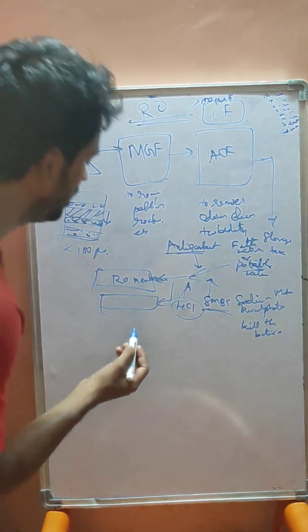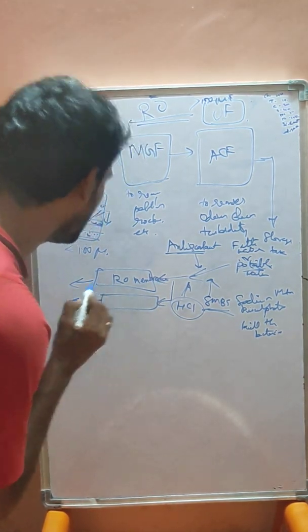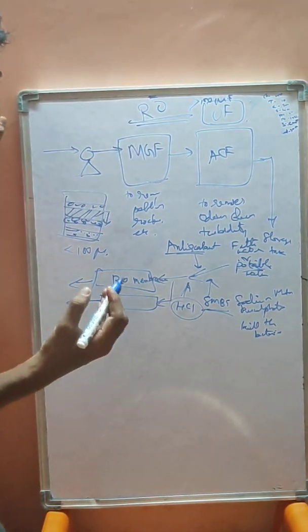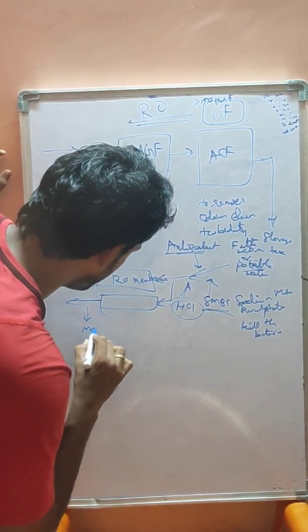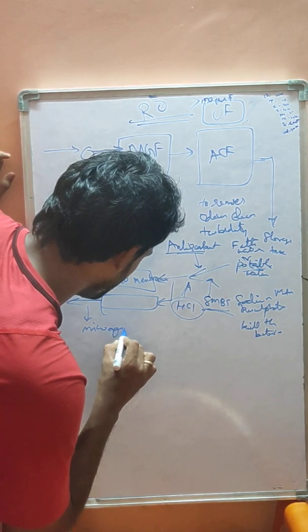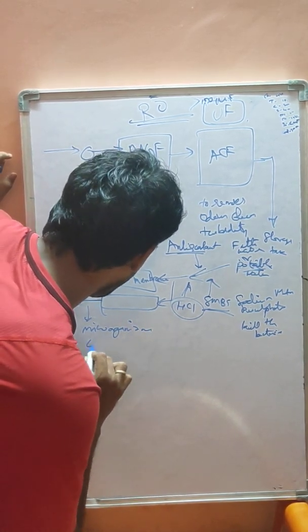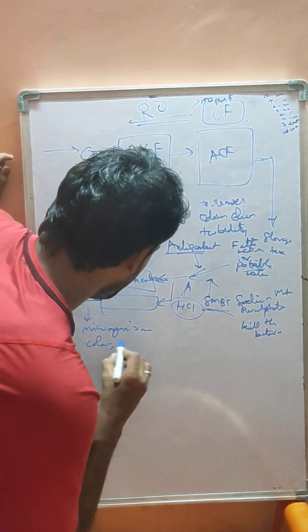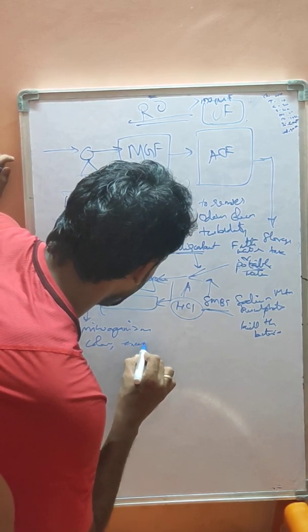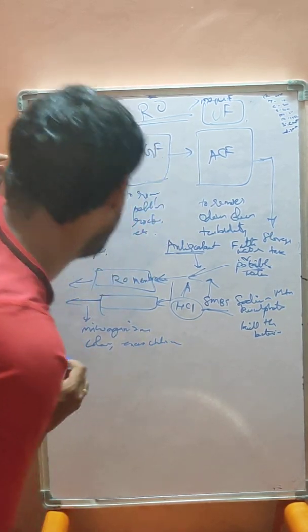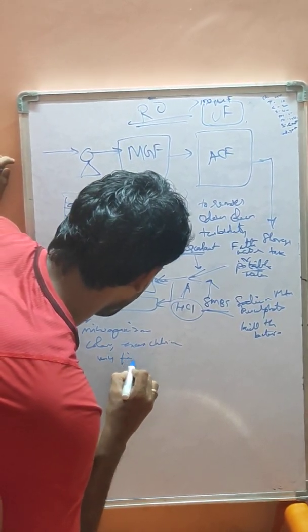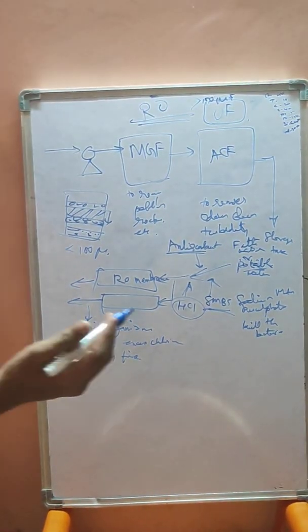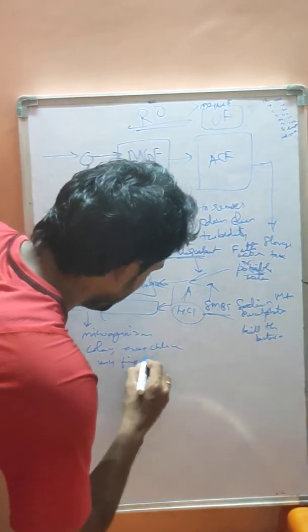After passing through the RO membrane, it removes mainly microorganisms and color, excess chlorine, and very fine particles also. All the particles are removed. If there is anything else, that will also be removed.